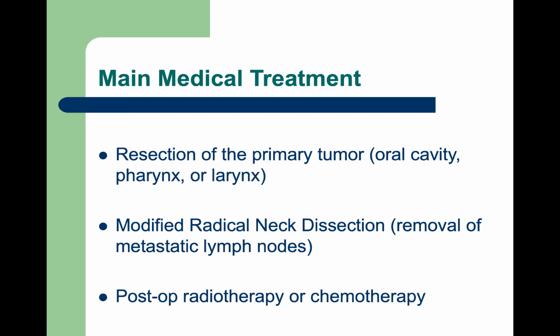The main medical treatment for the tumor typically involves a resection of that tumor in the oral cavity, the pharynx, the larynx. If lymph nodes need to be removed, then this would involve a modified radical neck dissection. They go in and they remove those lymph nodes. And the person may have radiation or chemotherapy after they've gone through surgeries. Okay? So the method used will depend on the site and the extent of the lesion. So tumors can be treated with surgical resection or with radiation, without surgery, and with radiation with or without chemotherapy.